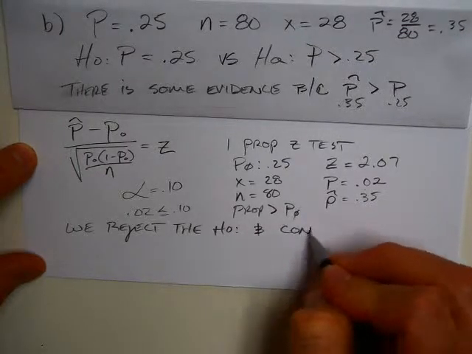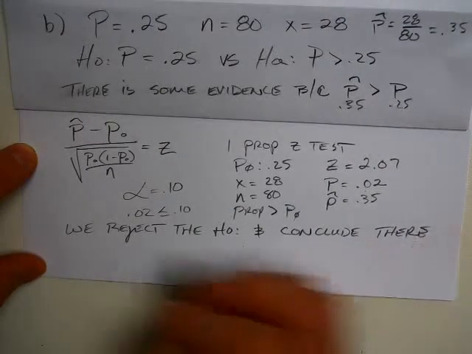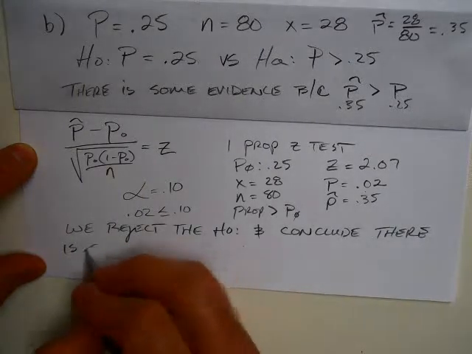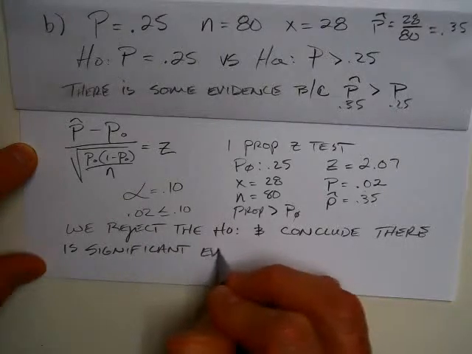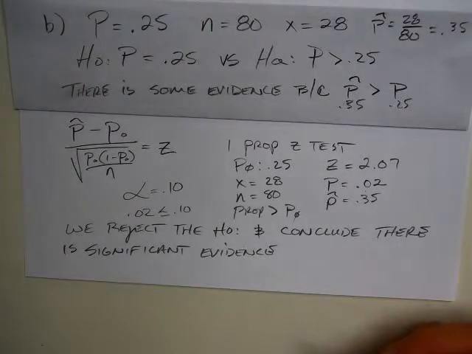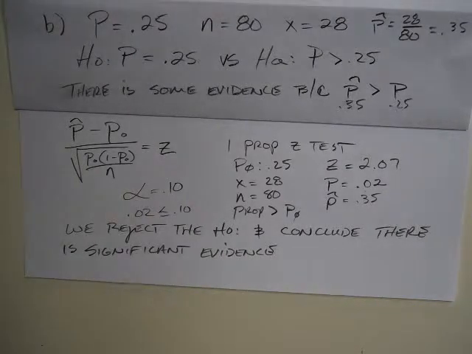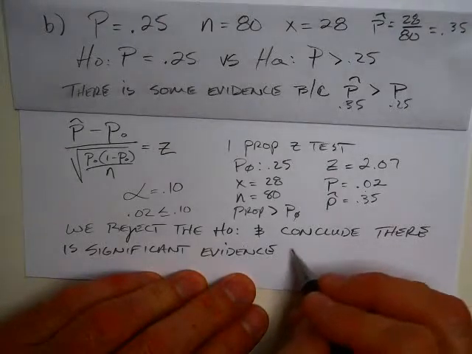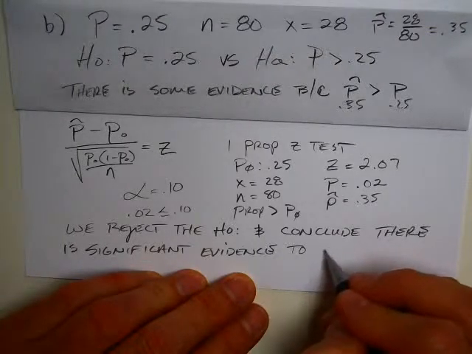And conclude there is significant evidence. I kind of got that out of order. I should have said there is significant evidence to reject the null, but I'm going to deal with what I've got here. Let's see, what's the, yeah, I've kind of goofed this one up. Sorry about that. How can I fix this?